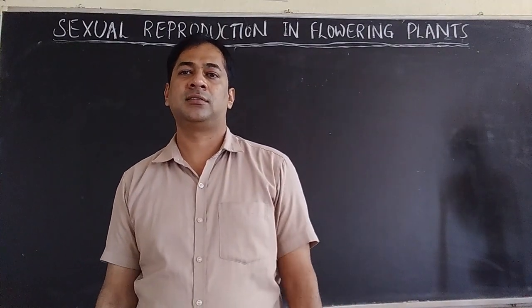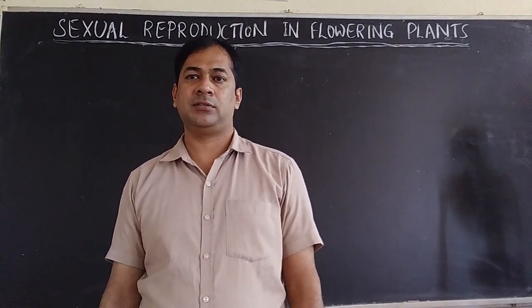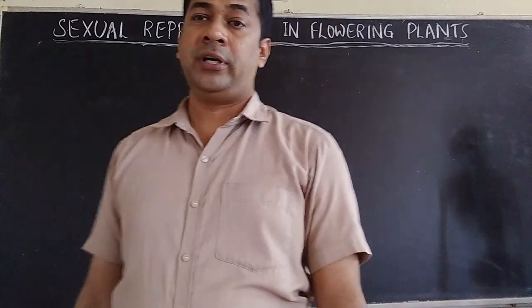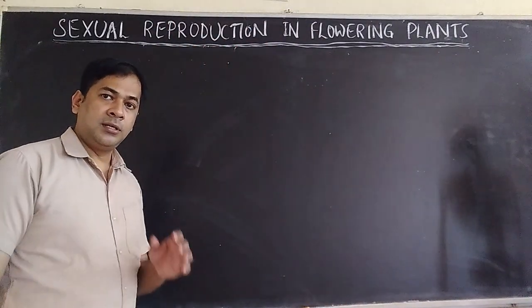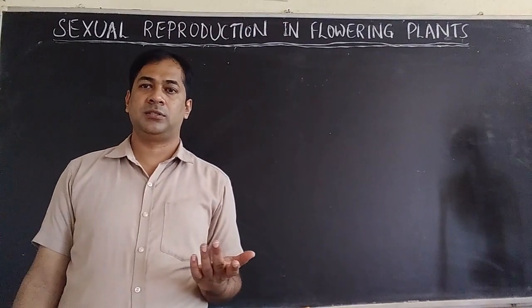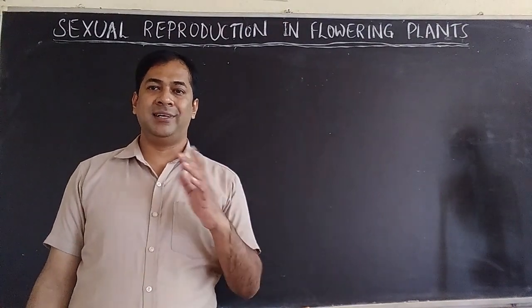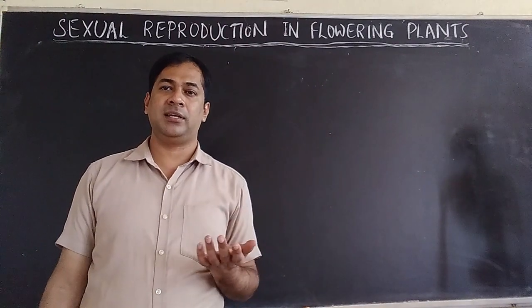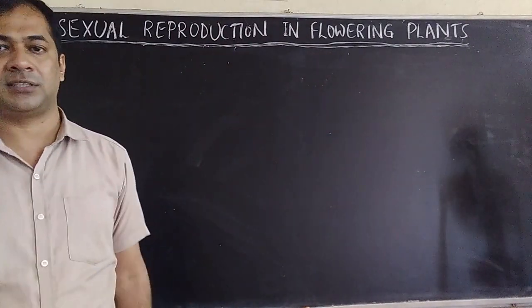So students, in our last class under the chapter sexual reproduction in flowering plants, we have learnt outbreeding devices. That is, the plant makes some modifications to avoid self-pollination. So that plant will discourage self-pollination and it will encourage cross-pollination. That is what we have learnt in the last class.